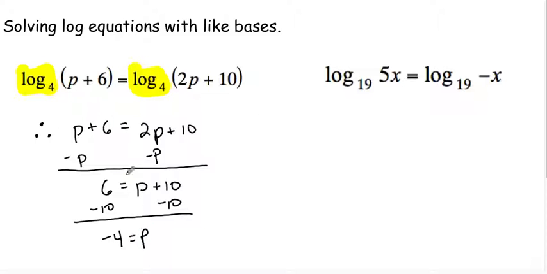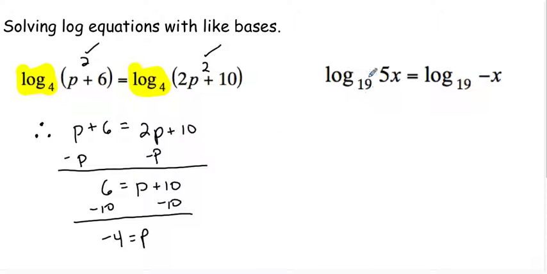Now I have to be careful. I've got to plug that back in, right? Because remember, my argument has to be larger than 0. So fortunately here, when I plug this back in, I end up taking log base 4 of negative 4 plus 6, so that's 2. So 2 is okay. And here I'm taking the log base 4 of negative 8 plus 10, which is also 2, and that's okay. That's a legal operation.